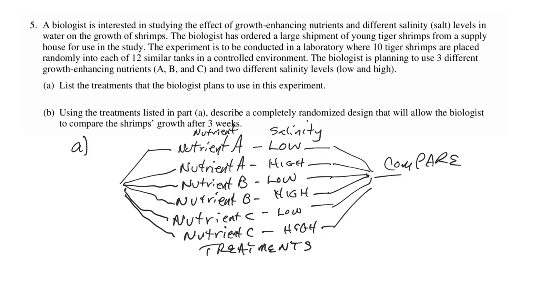So first I see that there are 6 treatments. You have nutrient A, high and low salinity, nutrient B, high and low salinity, and nutrient C, high and low salinity. These represent the treatments, and that is A, done.